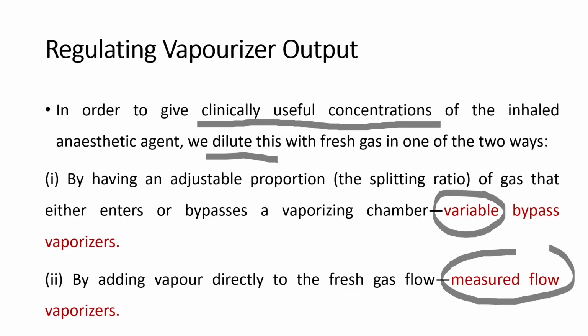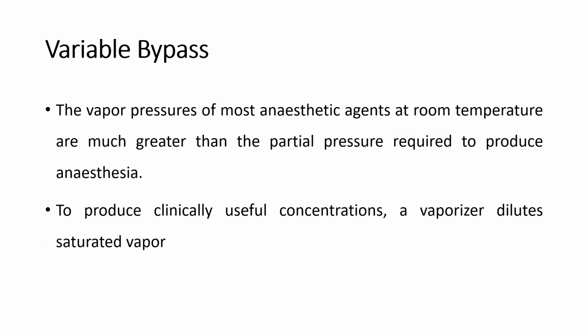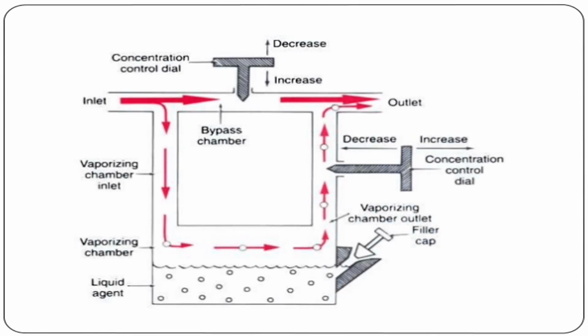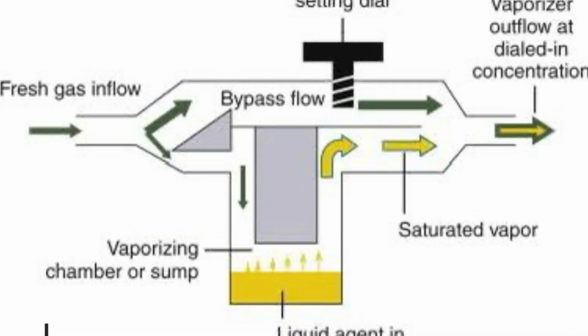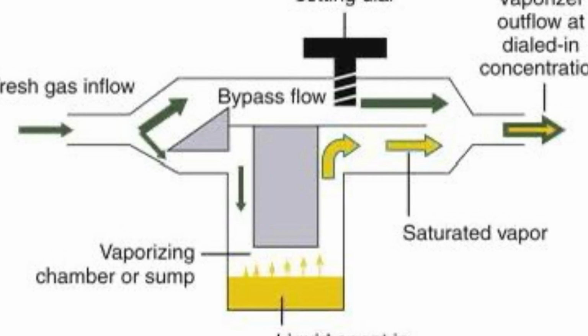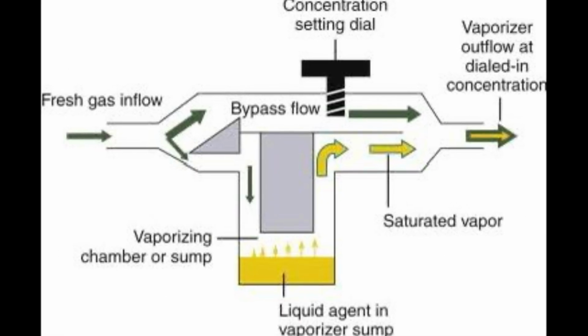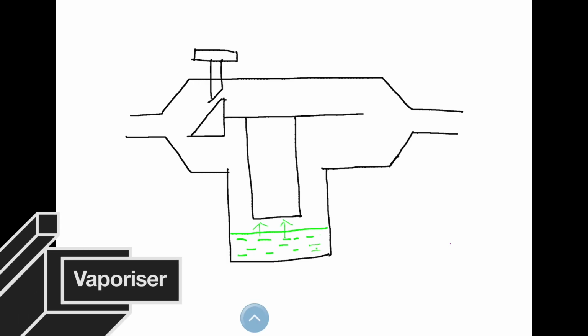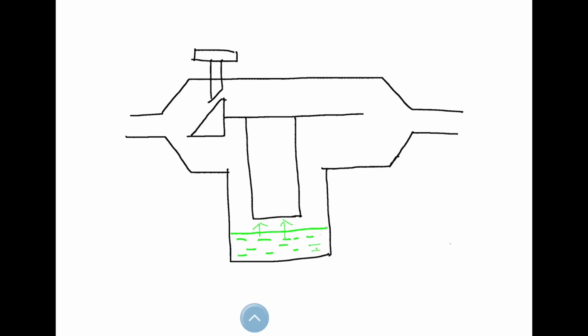Now coming to variable bypass vaporizers, the vapor pressures of most anesthetic agents at room temperature are much greater than the partial pressure required to produce anesthesia. To produce clinically useful concentrations, a vaporizer dilutes the saturated vapor. Now let us see exactly how a variable bypass vaporizer, which is schematically depicted in this figure, works. To produce clinically useful concentrations, a variable bypass vaporizer dilutes saturated vapor with fresh gas. So how is this achieved? This can be achieved by splitting the gas flow that passes through the vaporizer.